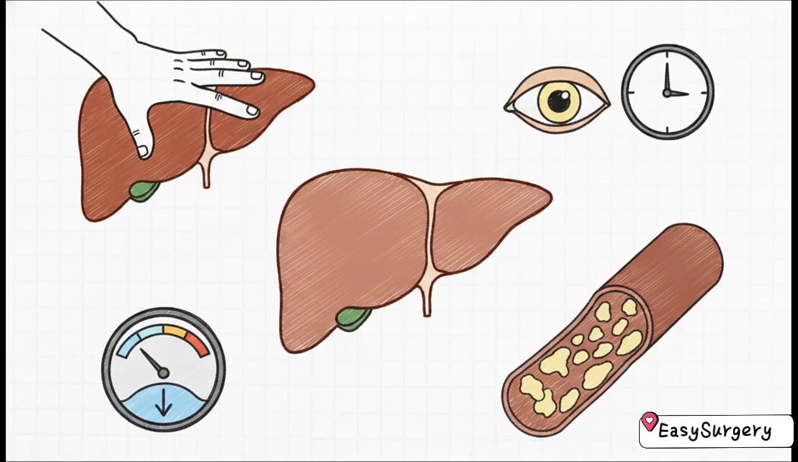Let's rapid-fire some high-yield HCC facts for the boards. It is the most common primary malignant liver tumor. Patients typically present with a hard, palpable liver margin. That's hard hepatomegaly. Interestingly, jaundice is actually a late sign.